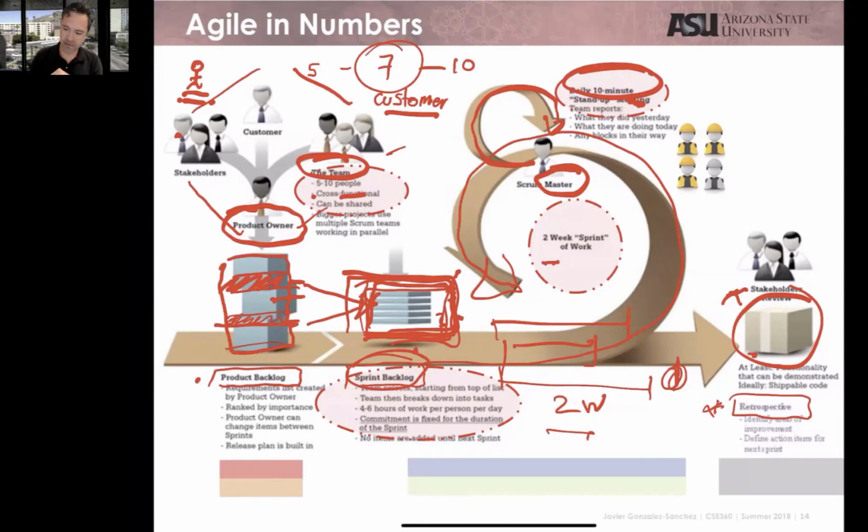There is a lot of documentation about why 7. In general, it's supposed that as humans, we can have 7 things in our brain at the same time. So we can work with 7 people at the same time and still remember what we are doing with each of those 7. Psychology. Anyway, 5 to 10. For your capstone projects, for your final project, we're going to stay with 5. So the maximum size of your team is going to be 5.